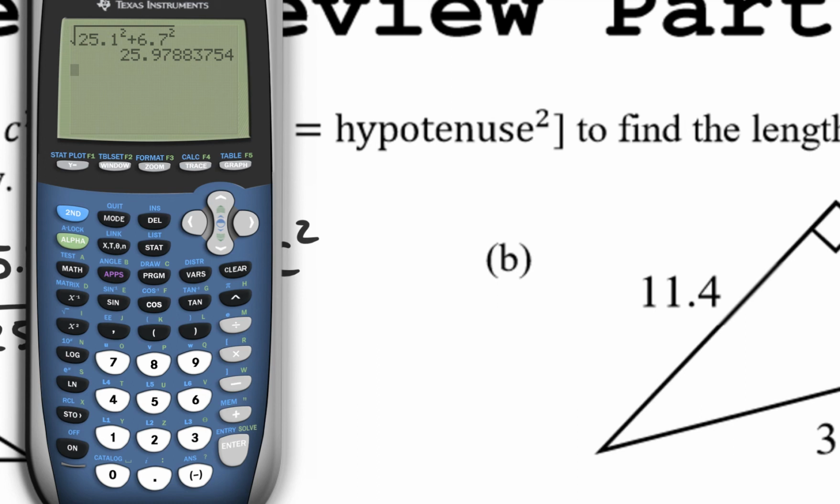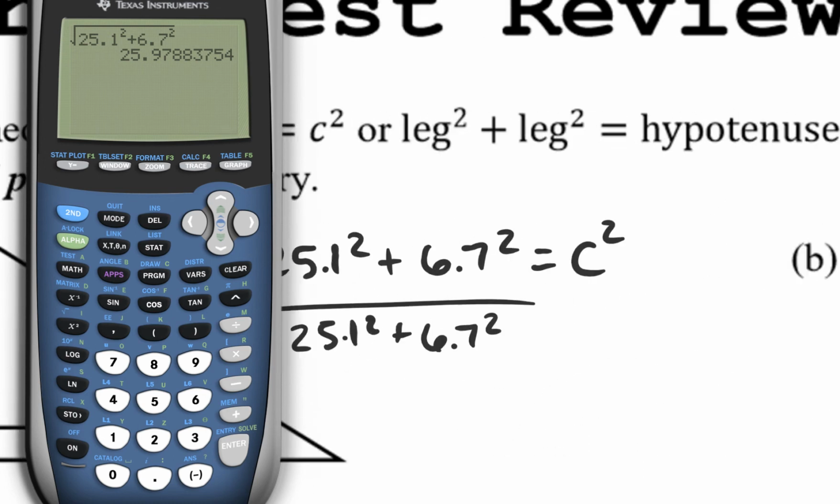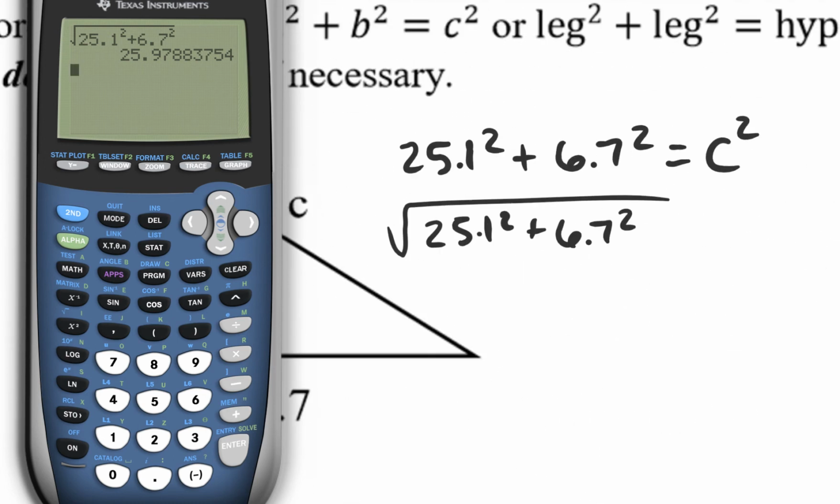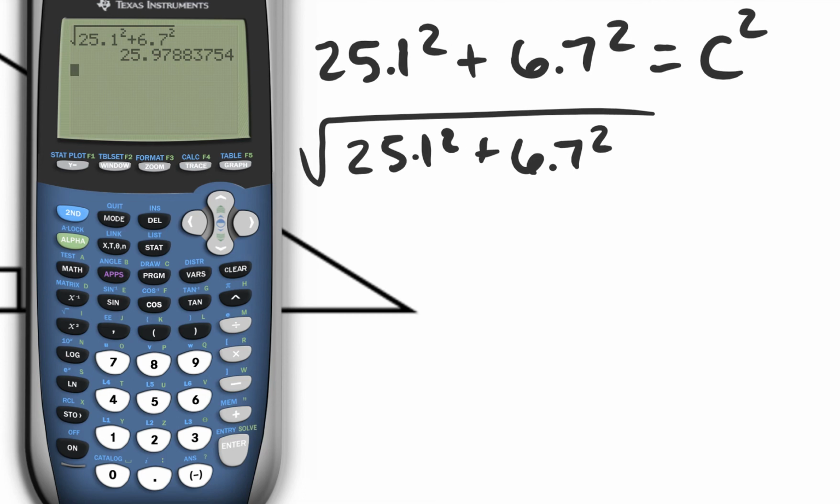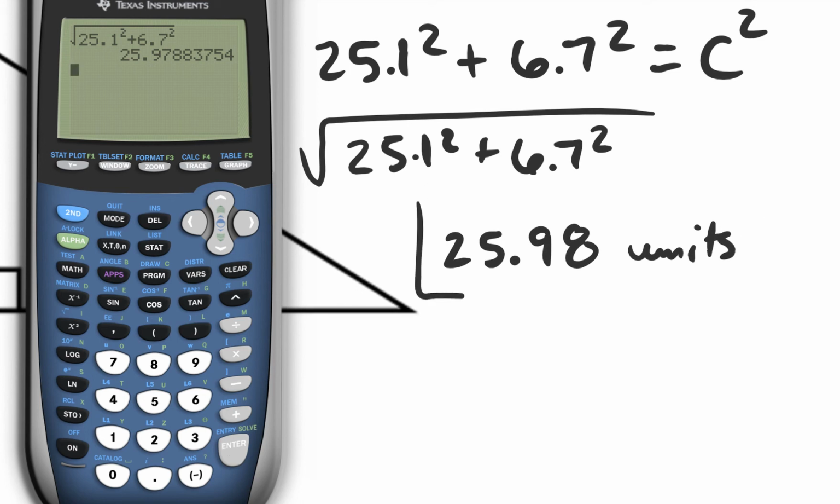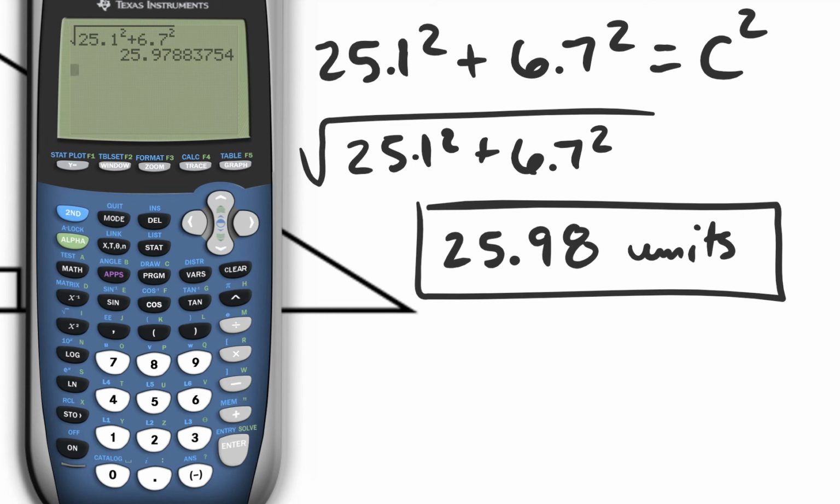25.97. Now it says round your answer to 2 decimal places if necessary. Okay, so if I'm looking at 2 decimal places, I'm going to look at that third place over, and it's an 8. So therefore I'm going to round the 7 up to an 8. So my answer would be 25.98. And I'll record these as units squared because, not units squared, just units. This is a length. So the answer to A is 25.98 units.